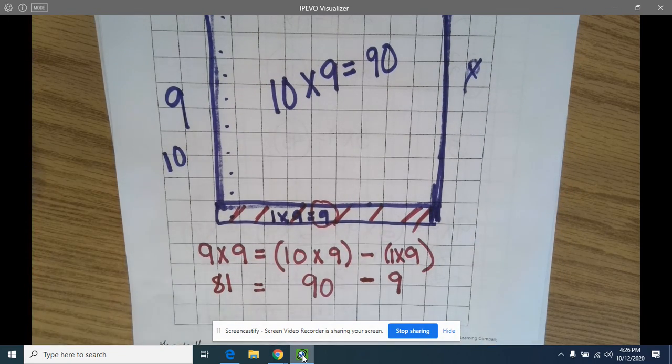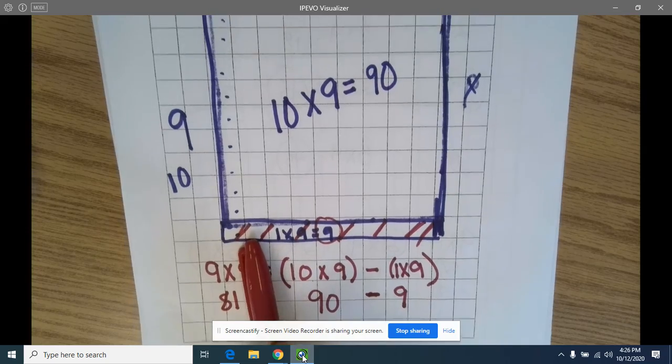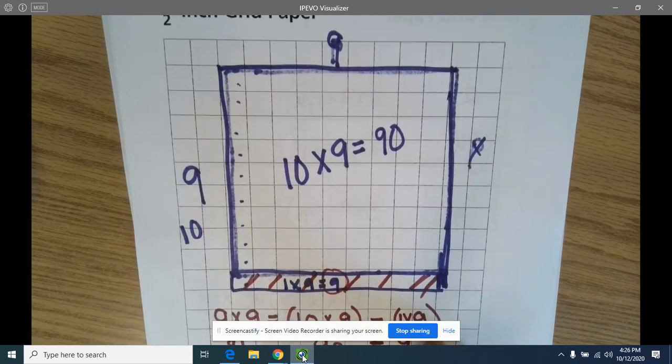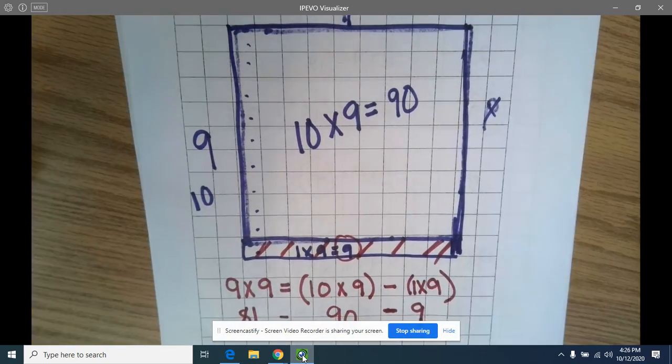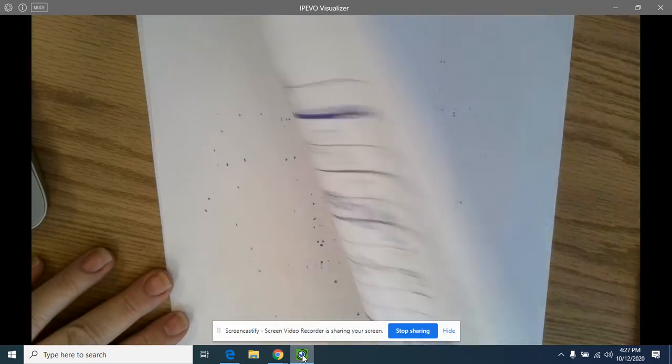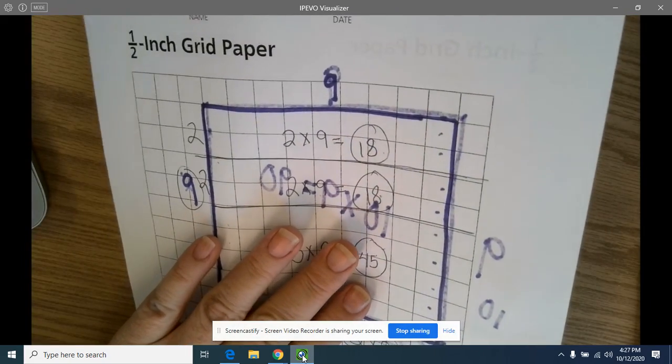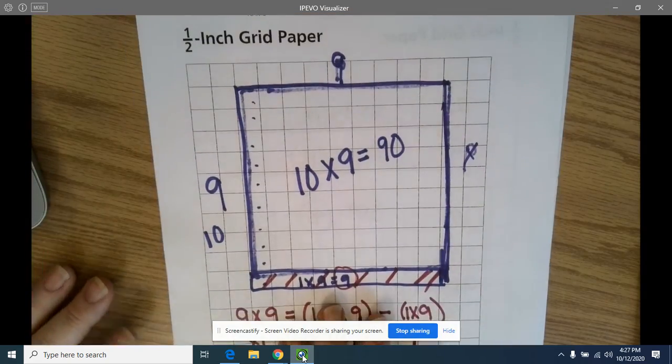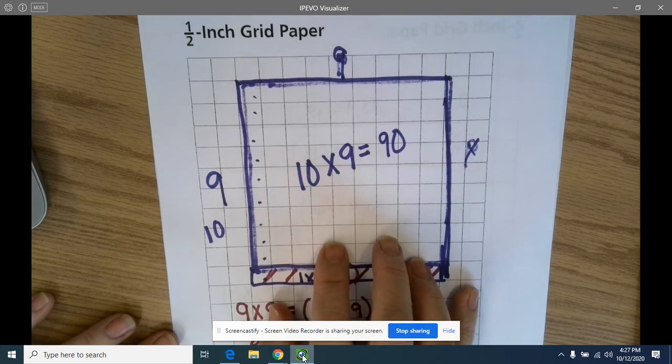So don't worry if this strategy was confusing to you. You don't need to know it right now. We can work on breaking our numbers apart like we did on this side into more than 2 arrays if this one is a little more complicated.